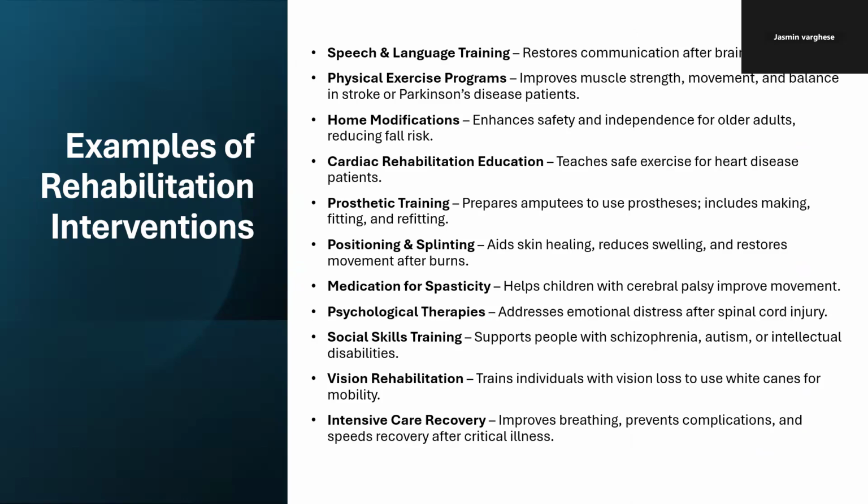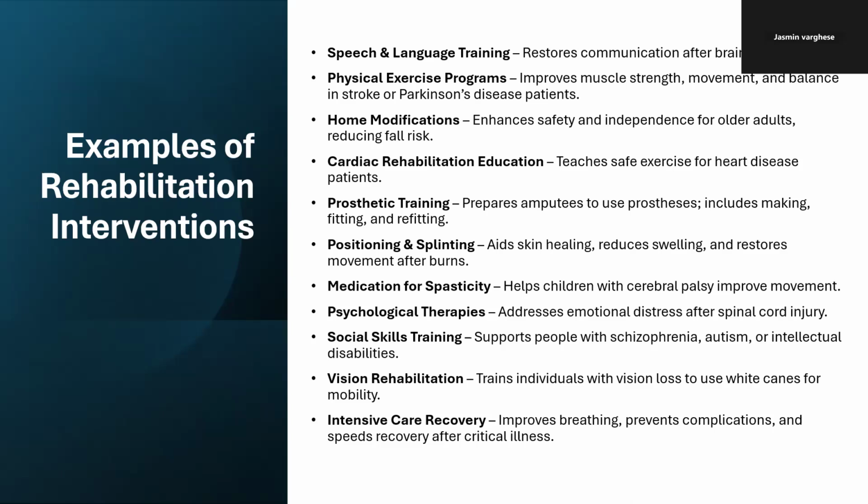Speech language training to restore communication after brain injury. It is an example of a rehabilitation intervention. Physical exercise programs to improve muscle strength, movement, and balance in stroke and Parkinson disease patients. Home modifications to enhance safety and independence for older adults. Cardiac rehabilitation education teaches safe exercise for heart disease patients.